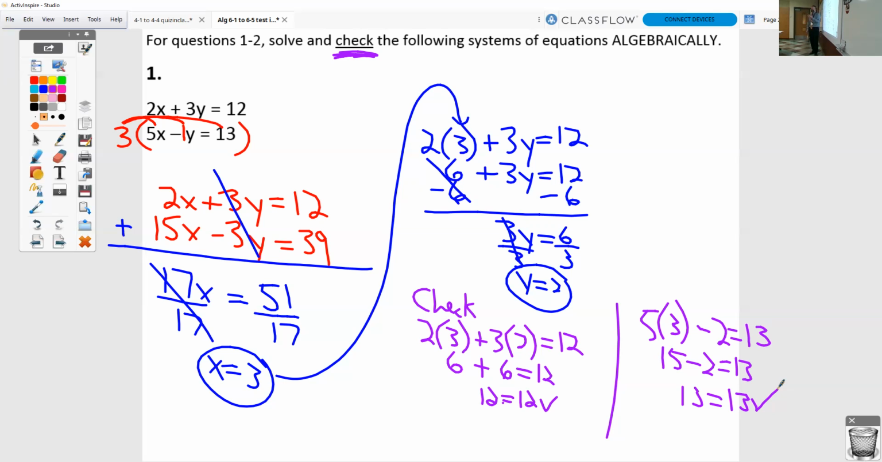Then you have to do your 2 checks. The people in my other algebra class today asked me, do you have to do 1 check or 2 checks? You have to sub it into both equations for your check. So subbing in a 2 and a 3, subbing in a 2 and a 3, you get 12 equals 12 and 13 equals 13. Questions on number 1?